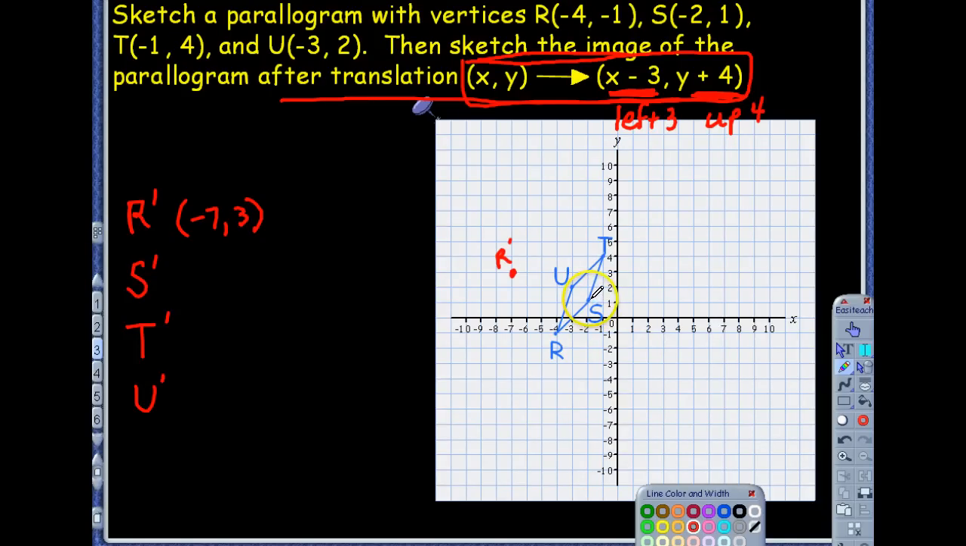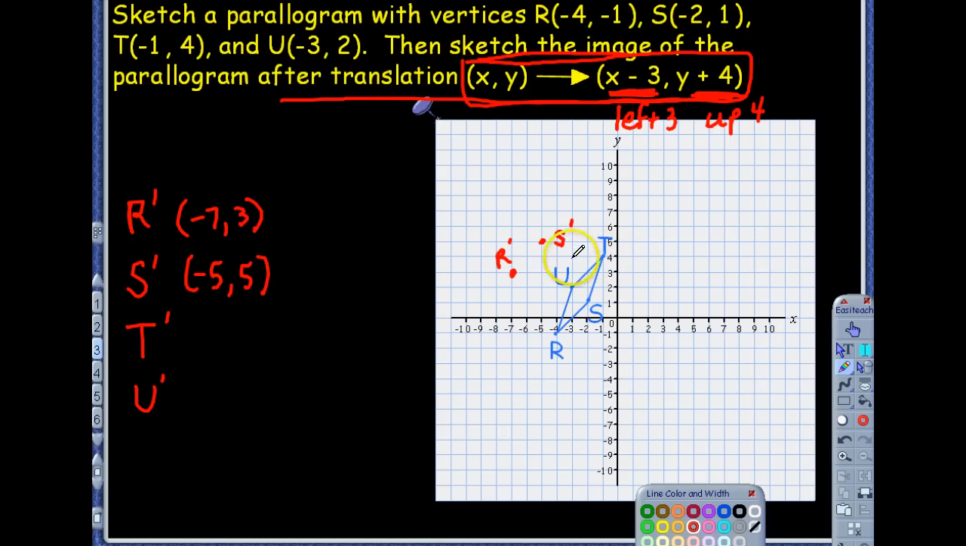All right, let's do the same thing. We're going to do the same exact movement for every single pre-image point. Okay. So S, you're going to go left 3, 1, 2, 3, up 4, 1, 2, 3, 4. So there you're at -5, 5. All right. Let's go T.